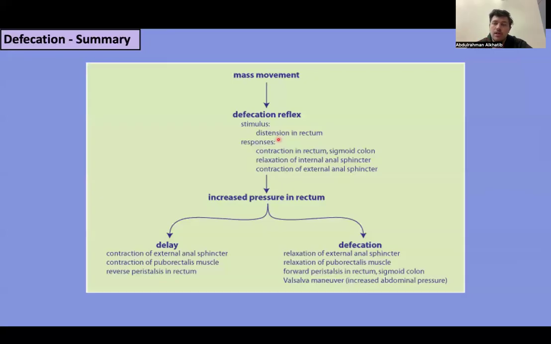First of all, the internal anal sphincter will relax, the external anal sphincter will contract, and the rectum, as well as some part of the sigmoid colon, will contract. So 3 things. Now, whenever the defecation process is convenient at this moment of time, there will be relaxation of the external anal sphincter as well as the puborectalis muscle. If the defecation process cannot happen, there will be contraction of the external anal sphincter as well as the puborectalis muscle.